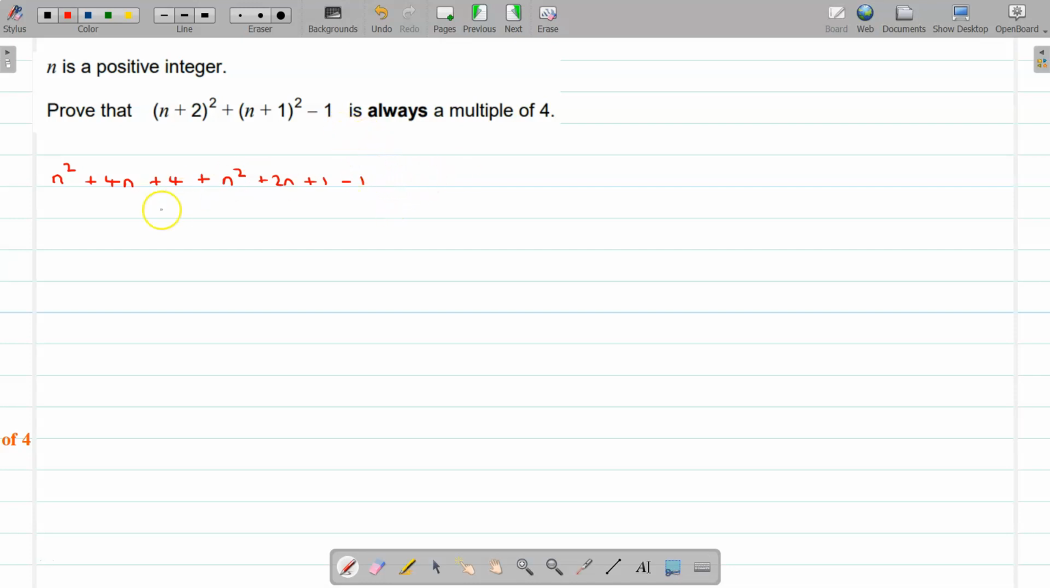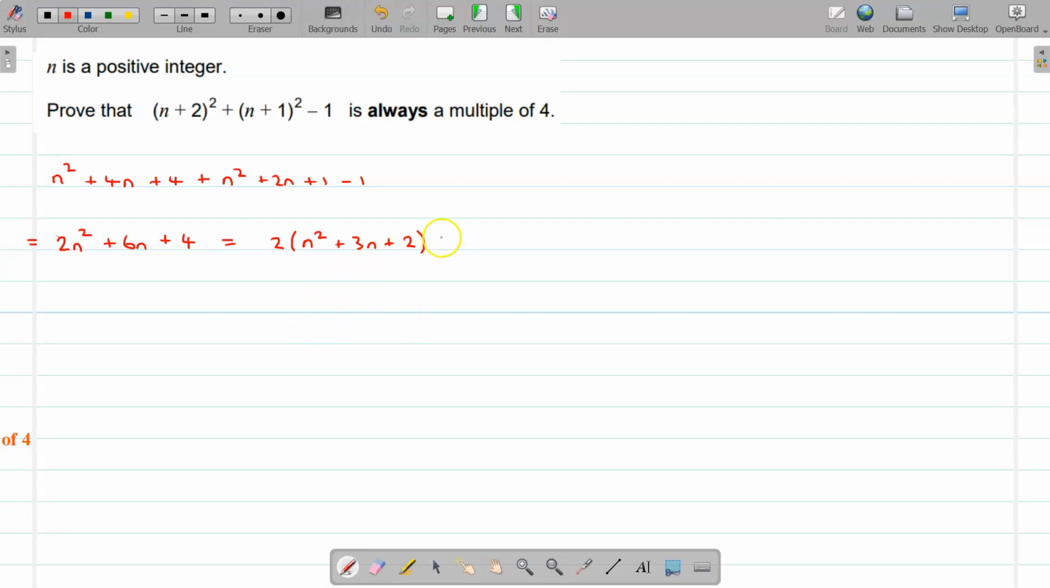Okay, and that is then simplified to give us 2n squared plus 6n plus 4. Okay, and we can take out a factor of 2. Okay, but not a factor of 4, not immediately anyway. So it gives us 2 lots of n squared plus 3n plus 2. Okay, now all we can conclude from that is that it's even. We can't conclude from that it's a multiple of 4.